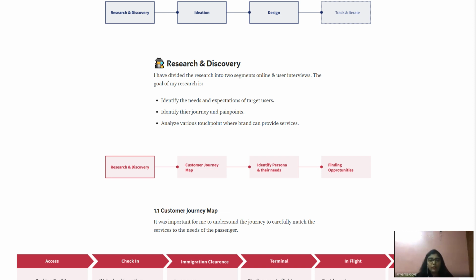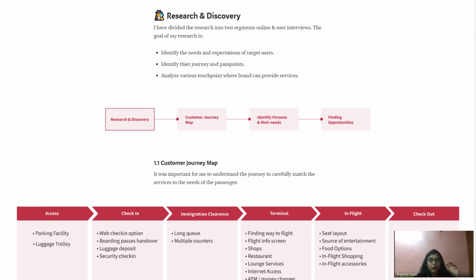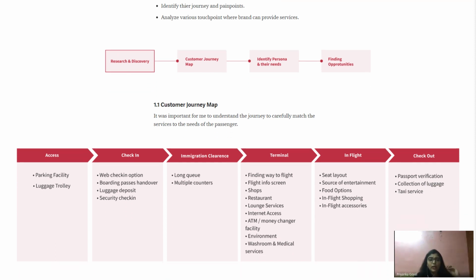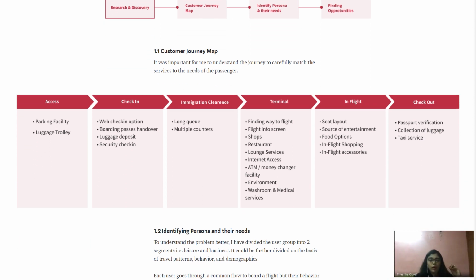In every step I have mentioned what stage I am at. Like here I was at the research stage, so I have mentioned it here. Even in the customer journey map, I have focused on the key customer journey and broken it down: at the access point, what a user would be doing, at check-in, what a user would be doing.